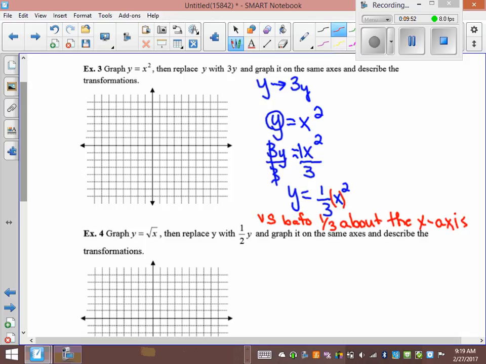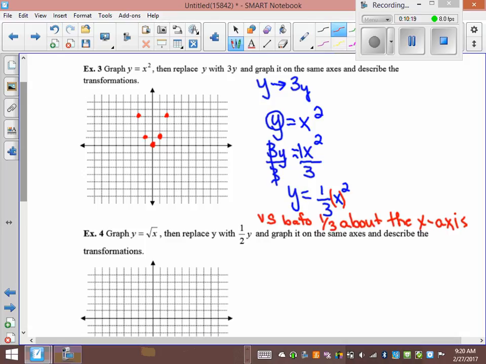Now this question wants us to graph on the same axis the graph of y equals x squared, and then the new one. The graph of y equals x squared has points at 0, 0, because if I plug in 0, 0 squared is 0; 1 and 1; negative 1 and 1; 2 and 4; negative 2 and 4.